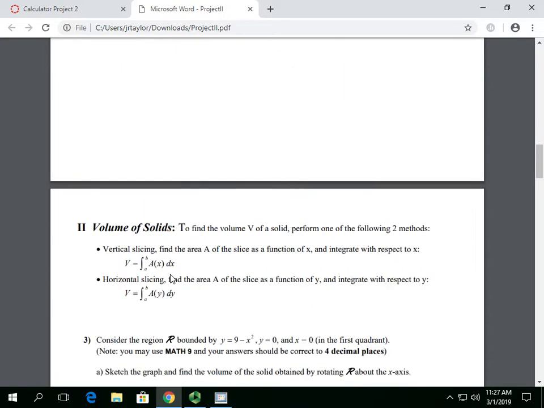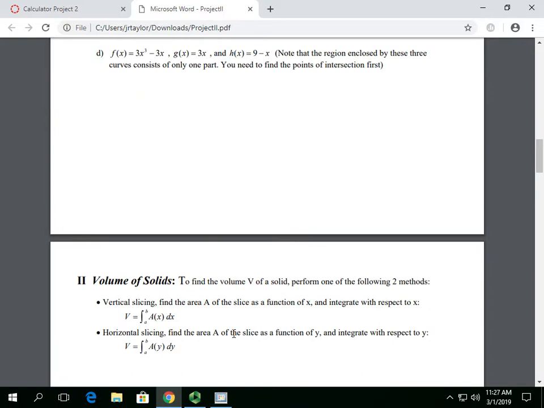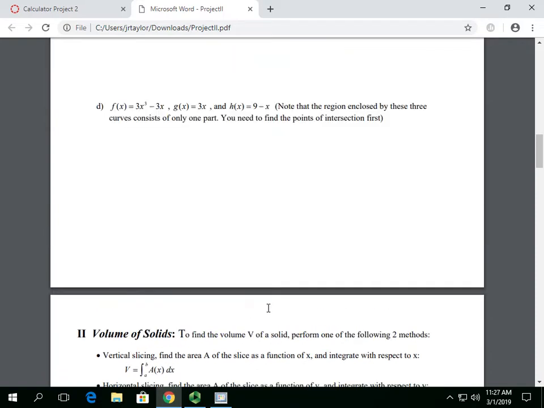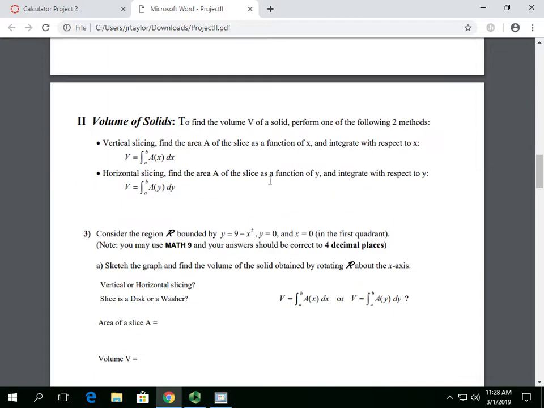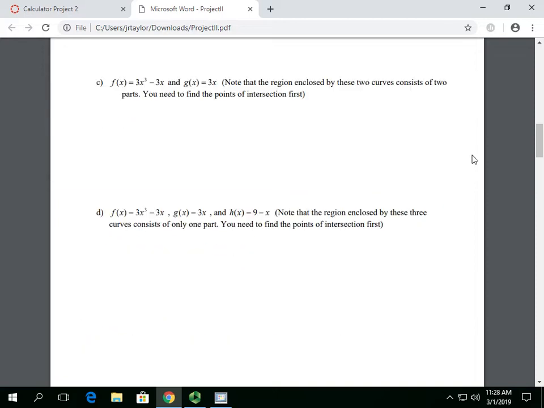I want you guys to basically use the idea of using shell method or disc washer method. We talk about vertical slicing versus horizontal slicing and stuff like that. What I really want is the idea of disc washer versus shell method. And I may go back and rephrase these words, but slice the disc washer versus the shell method.